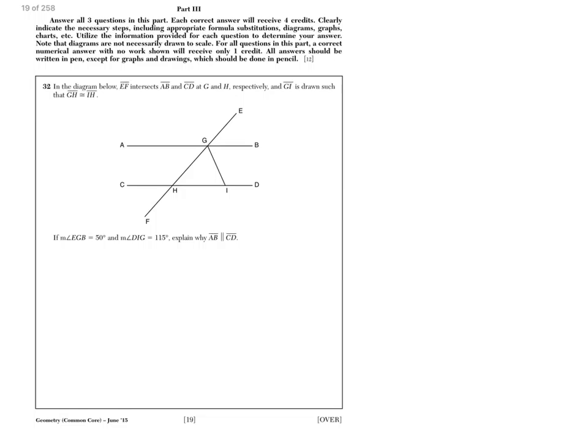June 2015, Common Core Regents exam for Geometry, Part 3. Answer all 3 questions in this part. Each correct answer will receive 4 credits. Clearly indicate the necessary steps, including appropriate formulas, substitutions, diagrams, graphs, charts, etc. Utilize the information provided for each question to determine your answer. Note that diagrams are not necessarily drawn to scale.